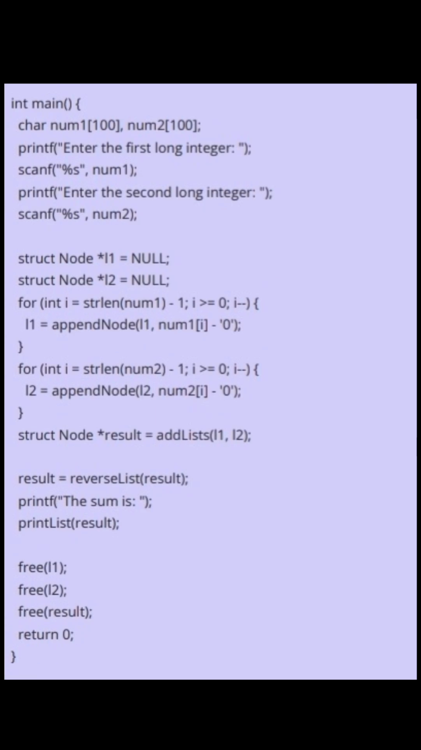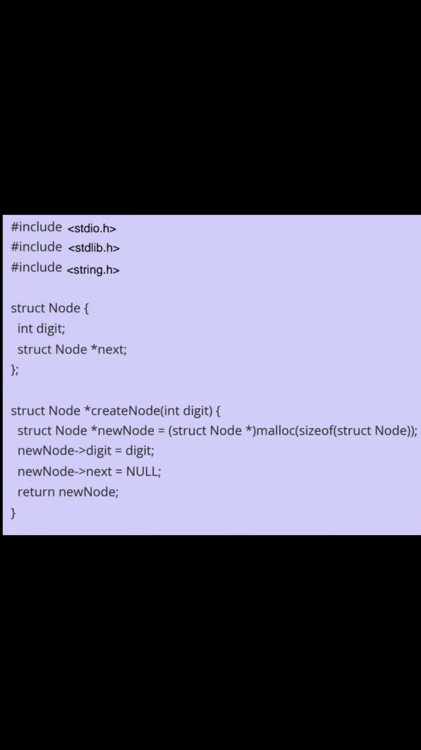So this is the implementation code. Let me explain it part by part how it actually works. As you can see, we have used three header files. The first one, stdio.h, stands for the standard input output header file. The next one is stdlib.h, that is the standard library functions. And the next one is string.h, which is used to represent the long integers or digits.